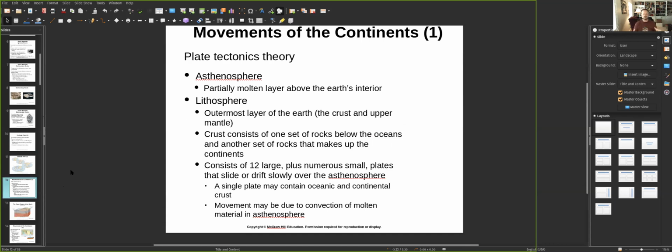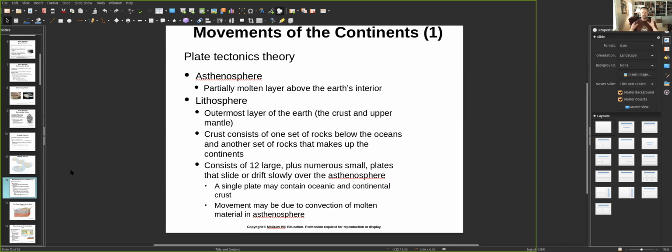So what are we dealing with? Well, there's this thing called the asthenosphere. This is a partially molten layer of rock that's sitting right above the Earth's interior. You then have the lithosphere. And lith is like, if you've heard the term monolith, right? A monolith is a single standing stone. So lith is a stone or a rock. It's the rocky crust on the outermost layer of the Earth.